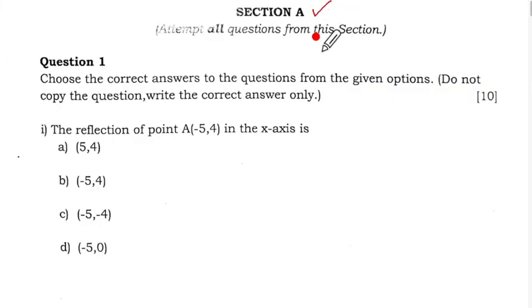Our section A is 10 questions and 10 marks of the MCQ question. Question number 1 asks you to choose the correct option and do not copy the question, write the correct answer only. So the first one, the reflection of point A in x-axis. In x-axis, remember x remains the same and y coordinate changes. So it will be -5, -4 and that is our answer.